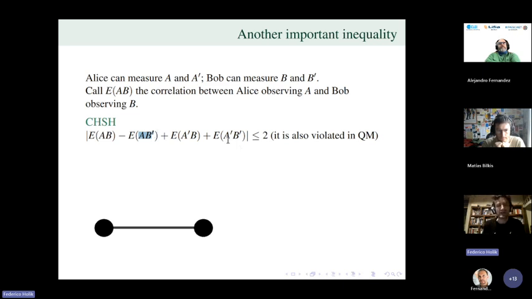There are combinations. Each party in this setting has two possible experiments to perform: A and A prime, B and B prime, and there are 4 possible combinations. A combination is called a measurement context. So there is a context AB, a context AB prime, A prime B, A prime B prime. There are 4. So what they do is measure correlations on each context, and then combine them in a single quantity. If local realism is right, this combination should be less than or equal to 2. And if it is not, local realism is violated.